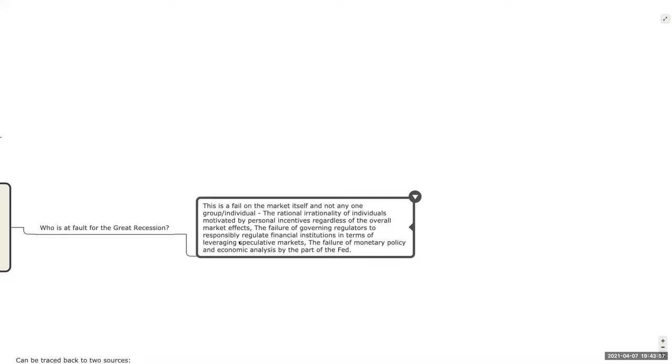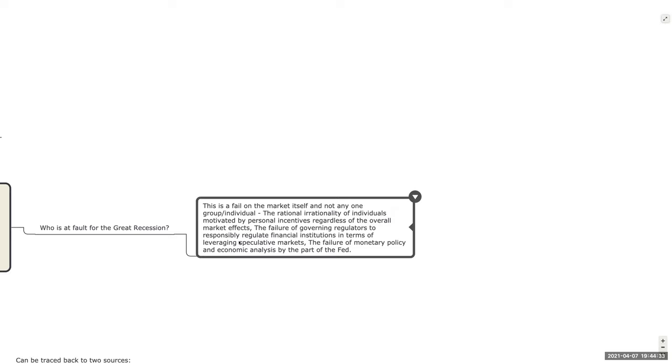And so this right here, we've already said this: the rationale of individuals motivated by personal incentives, regardless of overall market effects. I think it's important to say that John Cassidy doesn't blame one person, whether that's Greenspan or Fannie Mae or any one person, for the failure of the market, but more so a combination, and it's a failure of the market itself. And that's what he's calling us to do, to change our perspective of the market in his call to action, to prevent these things going forward.